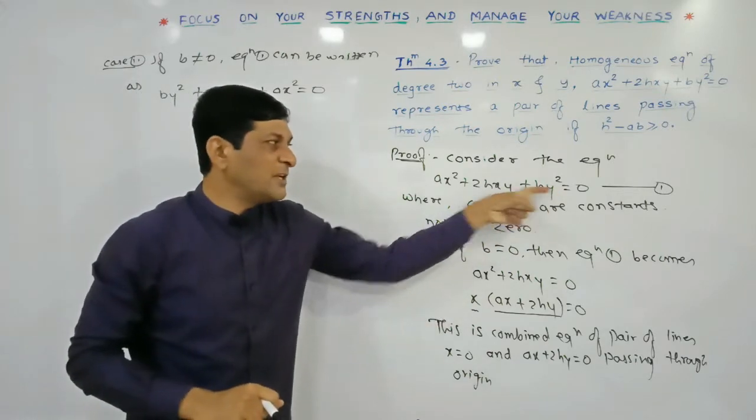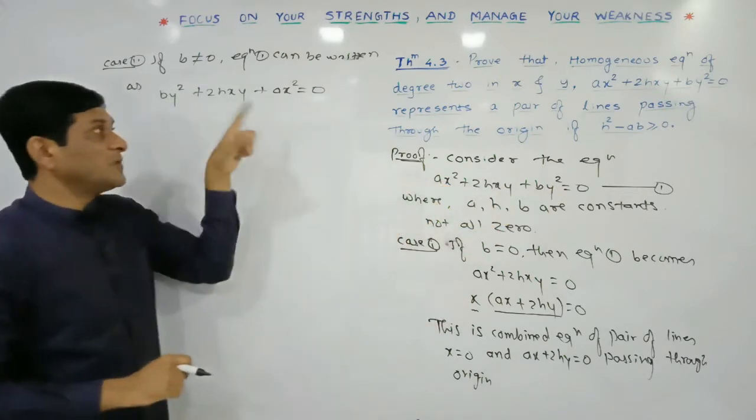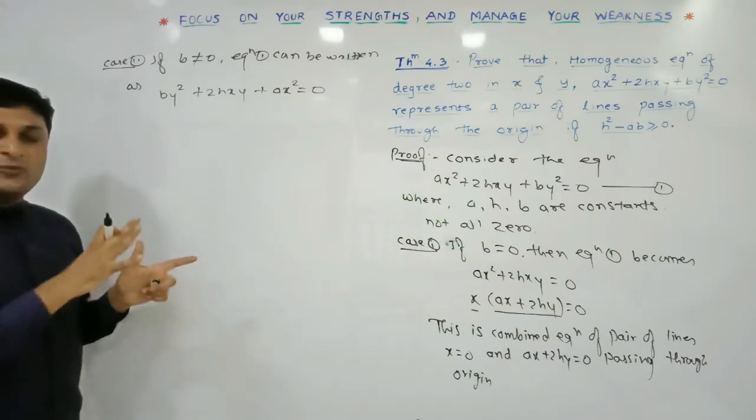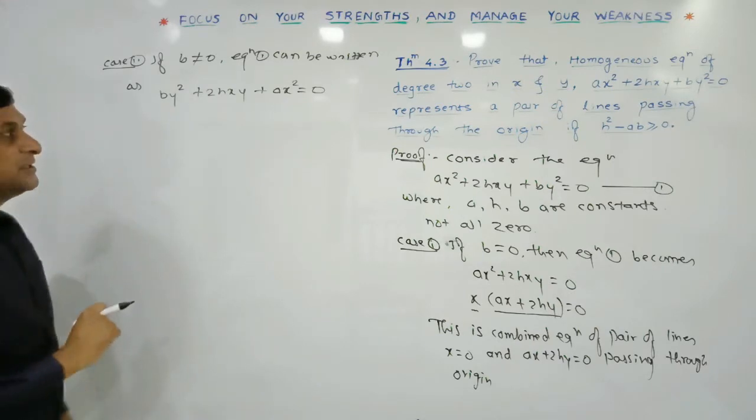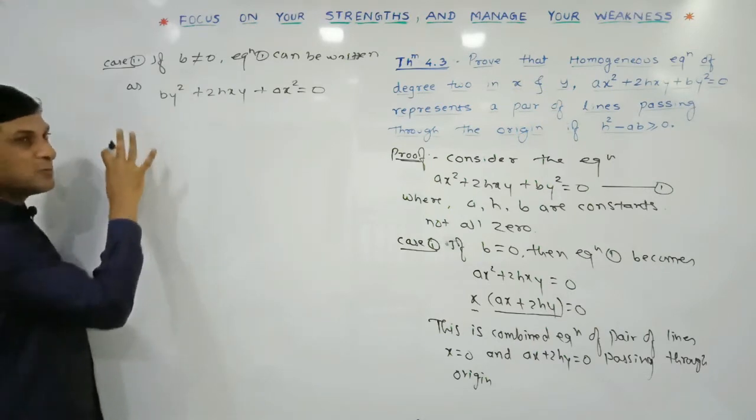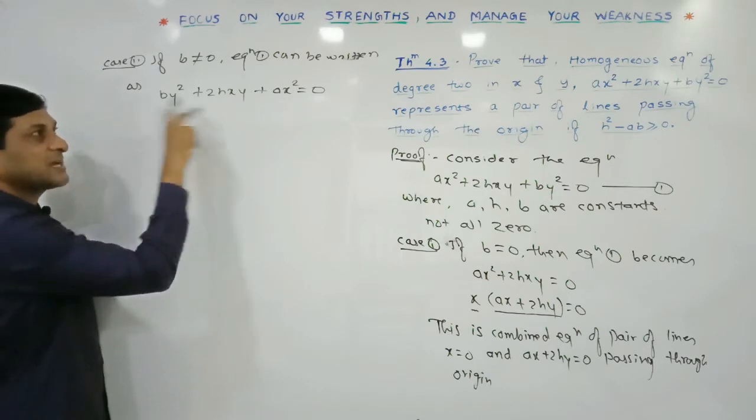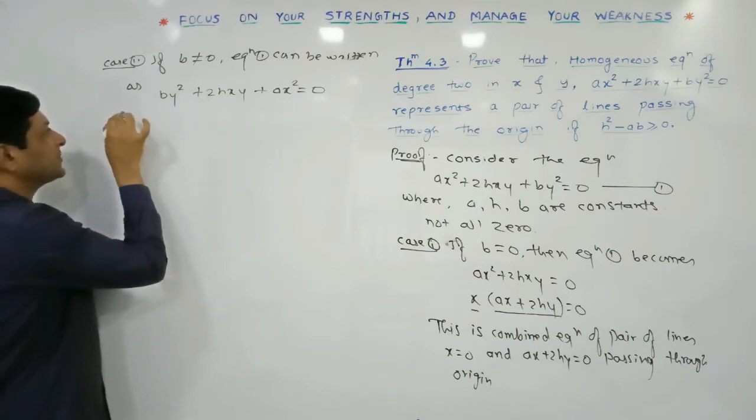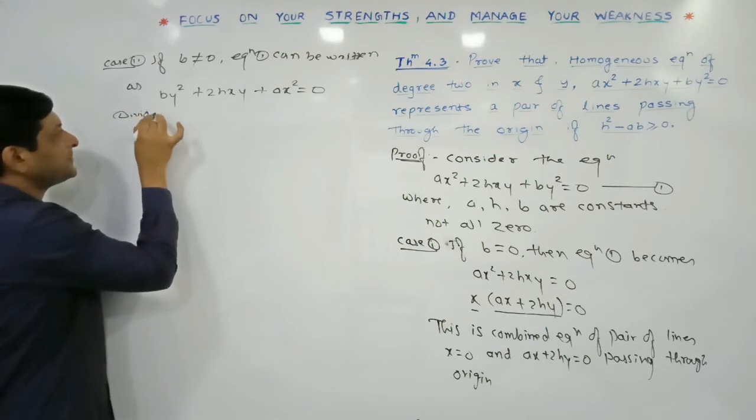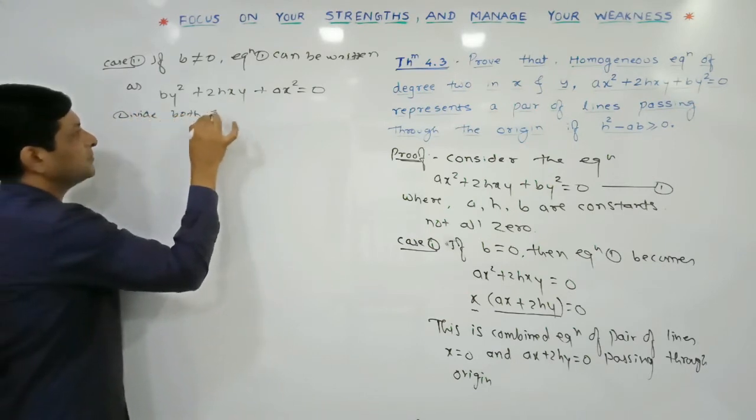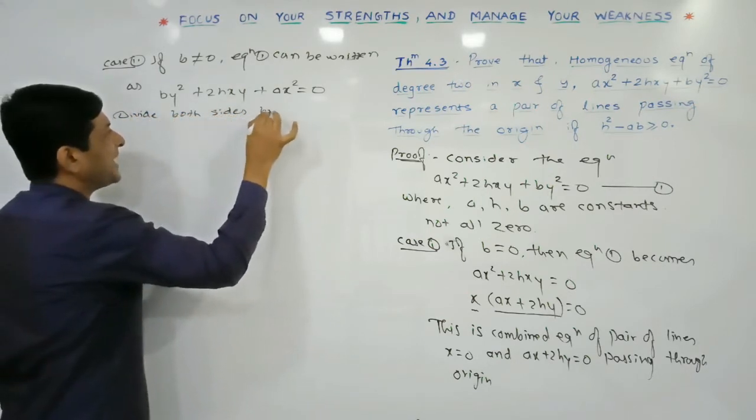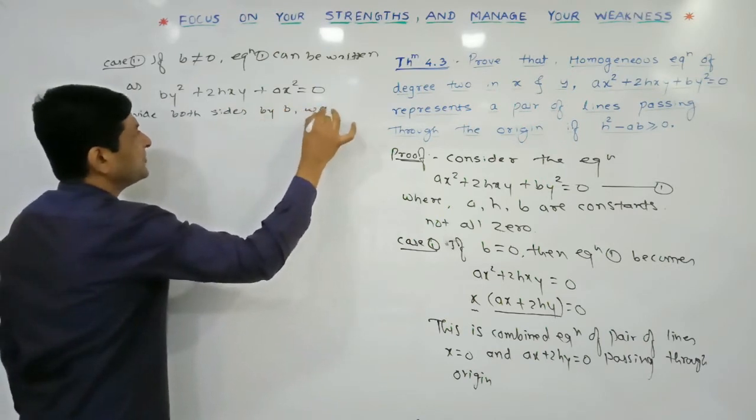First we wrote this term and in the last we wrote this term. Just we have rearranged the terms here. Now we are trying to factorize this equation. To factorize this equation, try to understand the method very carefully. First I am dividing both sides by b. So divide both sides by b. Let us see what we will get here.